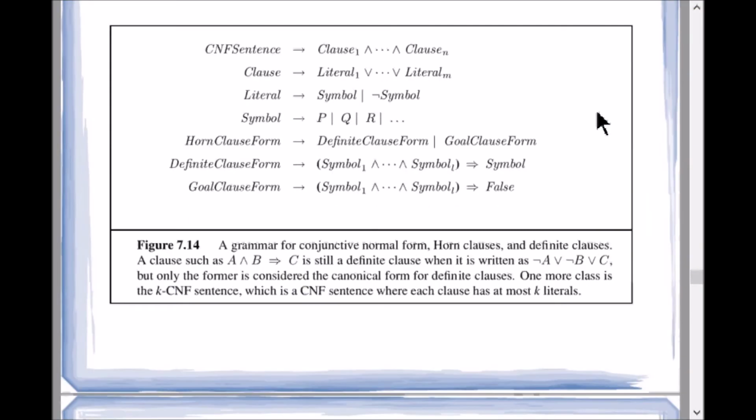Okay, so on this slide I just have figure 7.14 for you from the textbook, which you can take a look at on your own or in the slides themselves, but in the video I'll just throw it up here. And this is just the grammar for conjunctive normal form, Horn clauses, and definite clauses, all in one place, so you can compare and contrast them and see them all together.